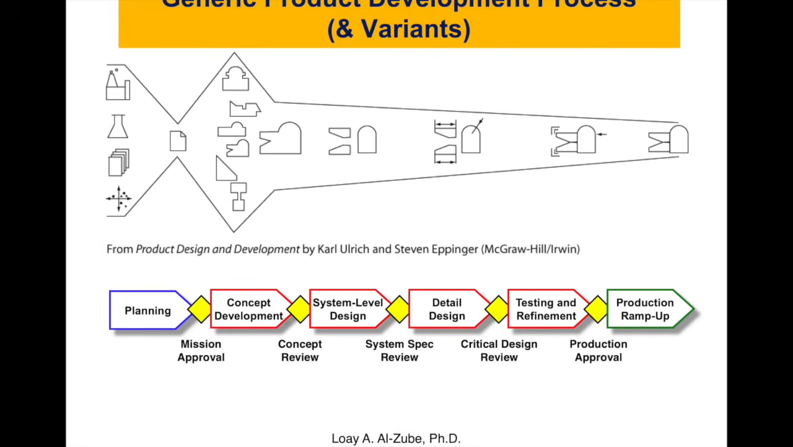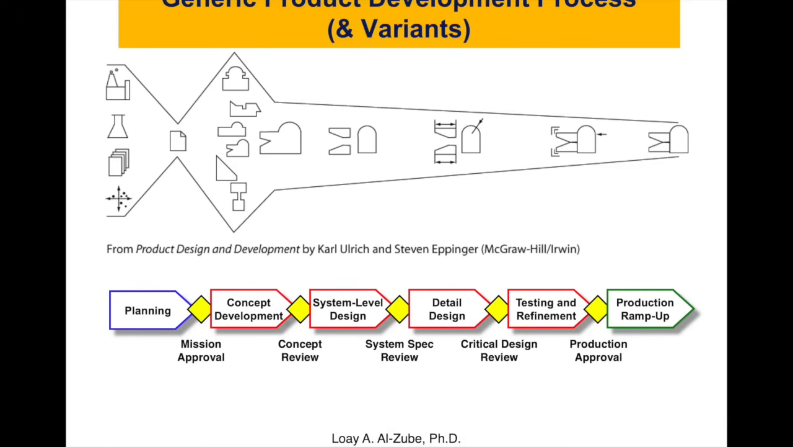We're going to discuss something called the generic product development process, and we'll talk about the variants of this process later on. But in general, the process will look like the schematic that you're looking at right now. So we will start from the left in the planning phase, in which we are gathering information, collecting data, looking at the research, and even doing some surveys. And then we will end up creating something called the mission statement.